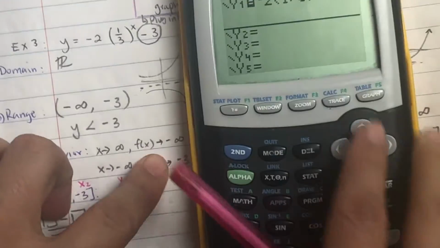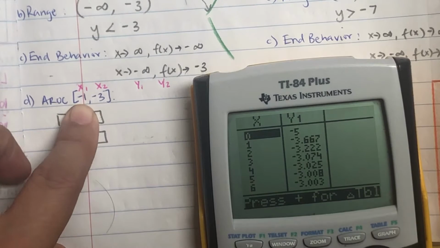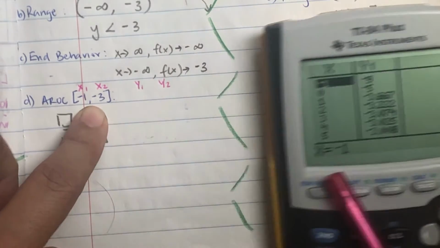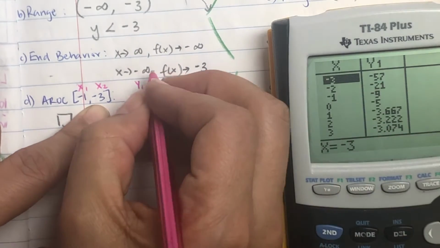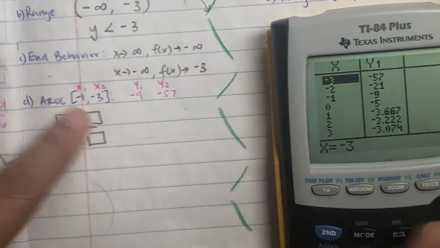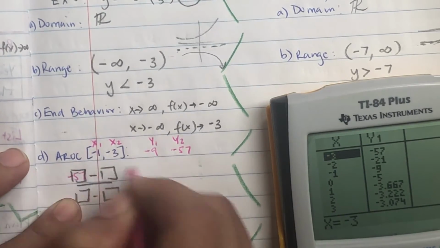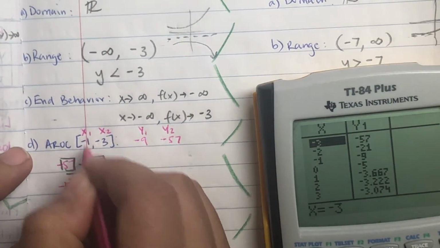And then you go second table. Now you're looking for x is -1, so I go up to -1, y is -9. So this is negative 9. I go up to negative 3. Y is negative 57. Then I'm plotting them in here and solving it. The first one goes y2, then y1. So y2 is negative 57. Y1 is negative 9. Then it goes x2, x1. x2 is negative 3. x1 is negative 1.